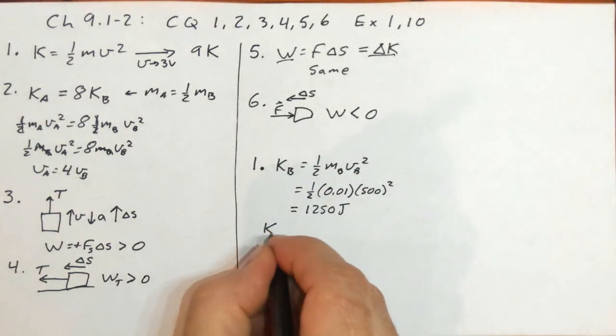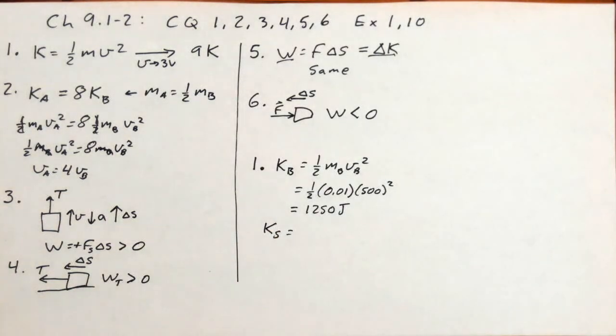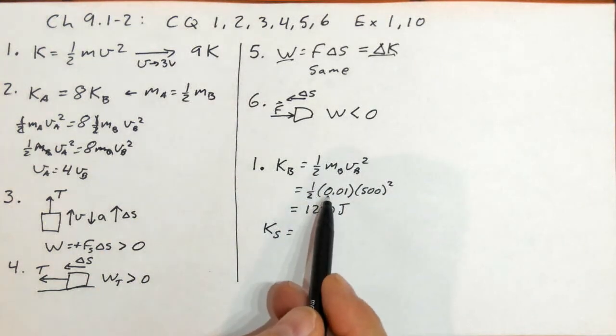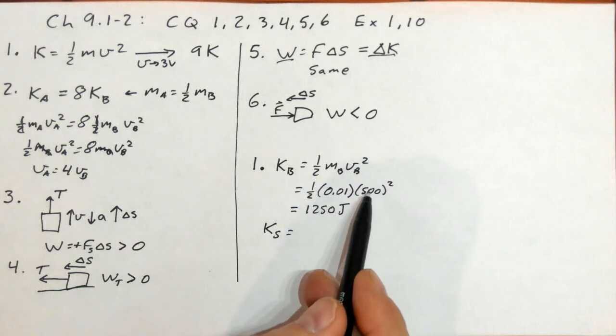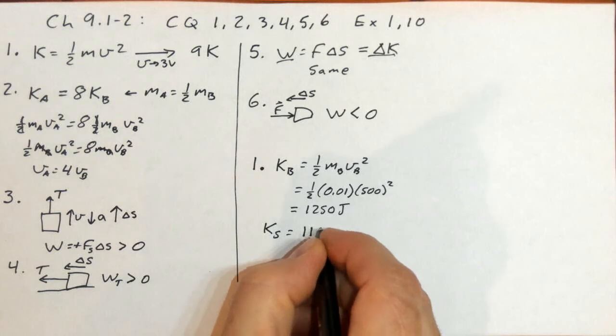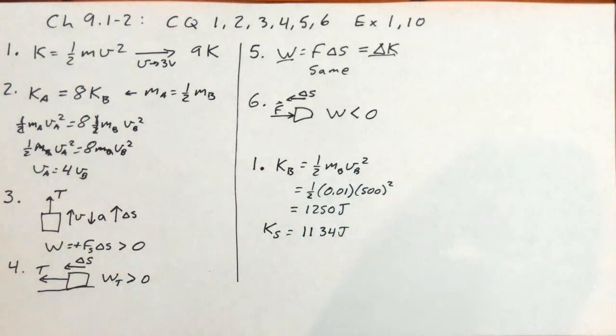What about the student? What is the kinetic energy of the student? Well, if you plug in the numbers, same thing here, but a 75 kilogram mass and a 5.5 meter per second speed, you end up with 1134 joules. So similar. So a bullet going 500 meters per second and a student running 5.5 meters per second have about the same kinetic energy.